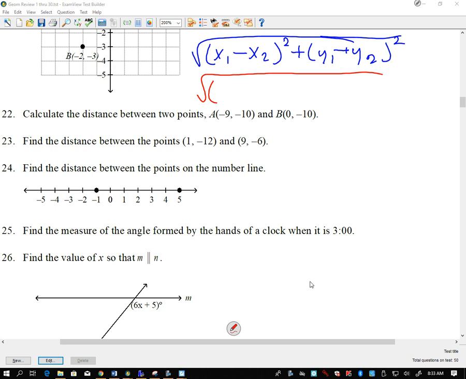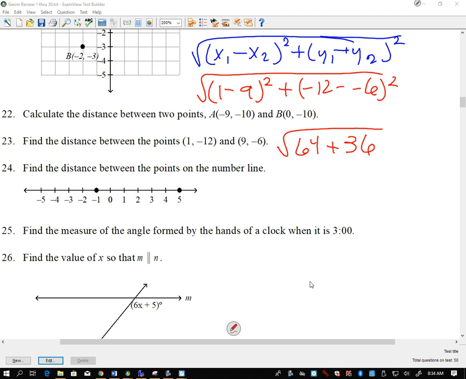I'm going to go 1 minus 9. Now I'm going to go with my y's, but if I did x1 first, I'm going to have to do y1 first. So that's going to be negative 12 minus negative 6 squared. 1 minus 9 is negative 8, right? Negative 8 squared is 64. Negative 12 minus negative 6 is negative 12 plus 6, which is negative 6, and negative 6 squared is 36.